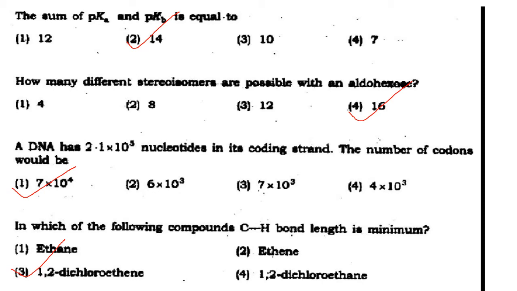In which of the following compounds is C-H bond length minimum? Ethane, ethene, 1,2-dichloroethene, 1,2-dichloroethane. Answer is option 3, 1,2-dichloroethene.